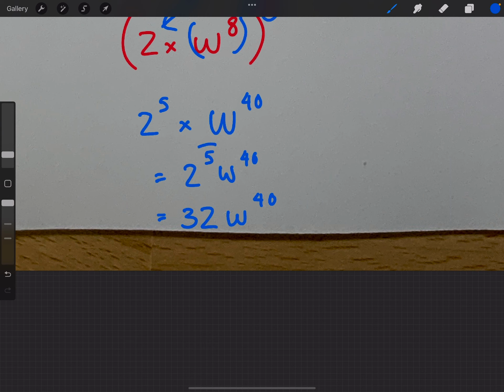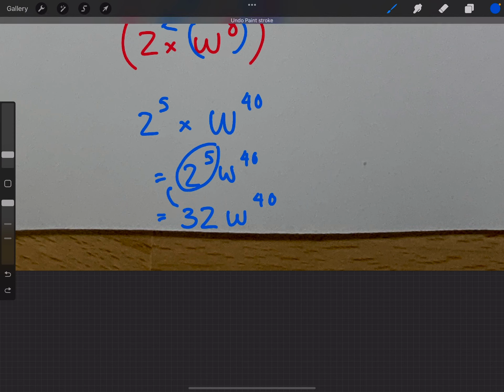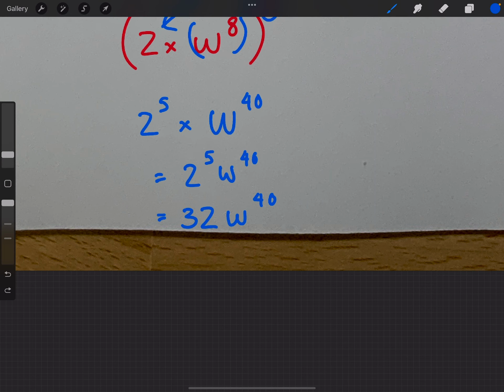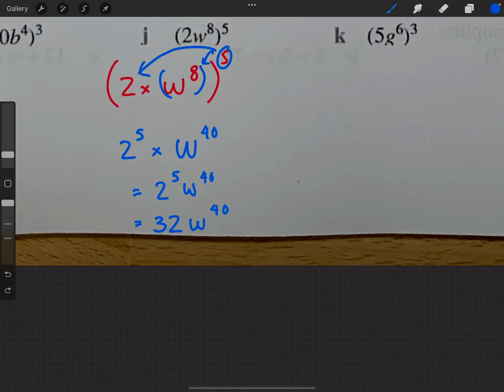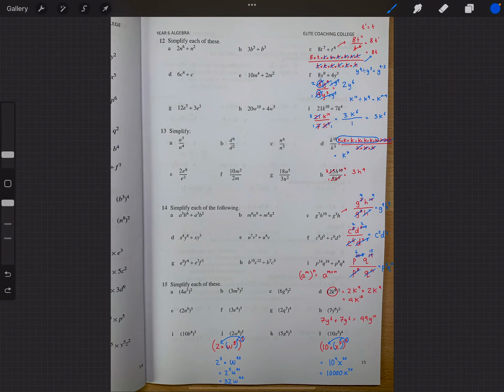Whenever we can, we tend to put it into just a number. We don't like to leave the numbers in index form. Only the w, the letters, we leave in index form. But the numbers, try and figure out the actual value of 2 to the 5 in this case. Alright, next page.